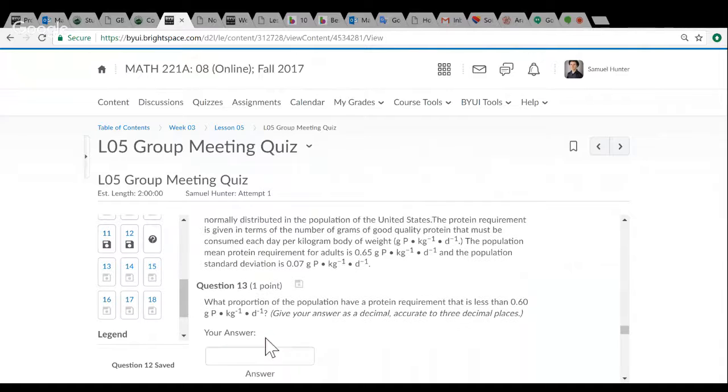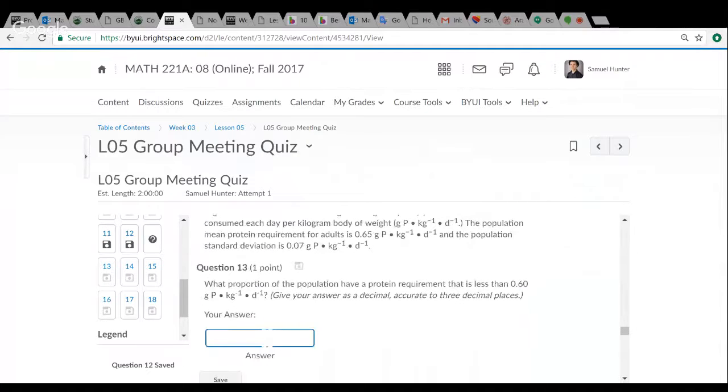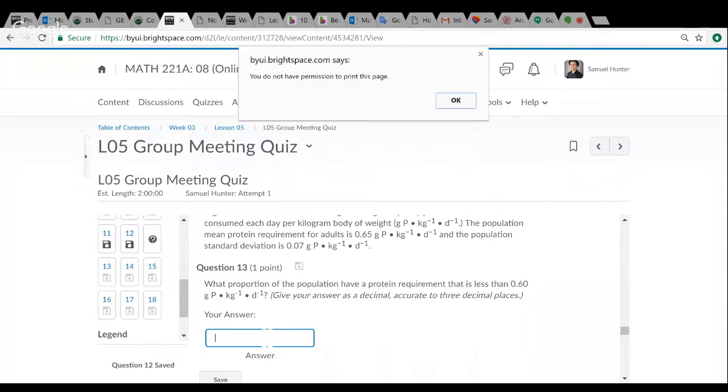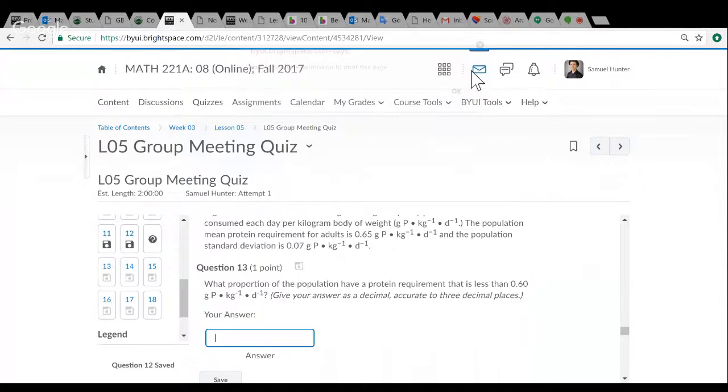So 0.60 plus 0.65. You have to get the P, and then you have to times it by the 1 minus the D minus 1. And so you would do the 0.65 and the 0.07. At least that's what I think you remember doing. And when I did that, I got 0.238. 0.28? 0.238.